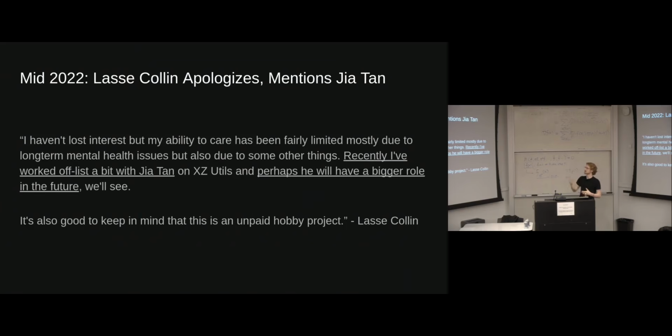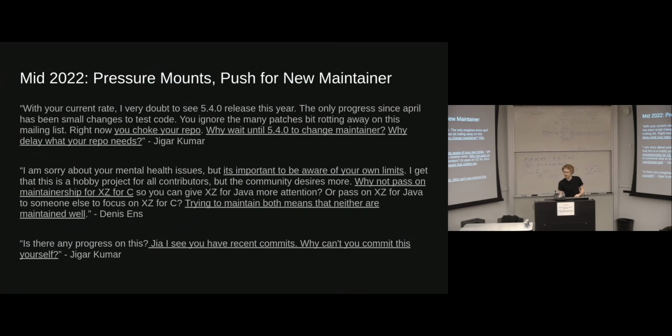So he says he hasn't lost interest, but he has a life, and it's a hobbyist project, so he can't put too much effort in. But then he does mention, recently I've worked off-list a bit with Jia Tan, and perhaps he'll have a bigger role in the future. This is foreshadowing what will come, because it's evidence that this strategy is working. He's realizing that because of these complaints, he can't maintain this stuff on his own, and there's this new guy who's being super helpful and doing a bunch of work.